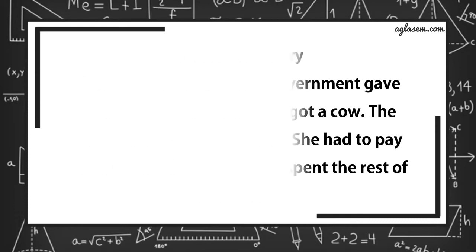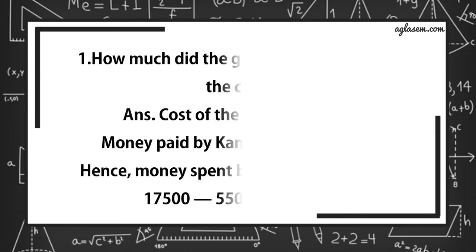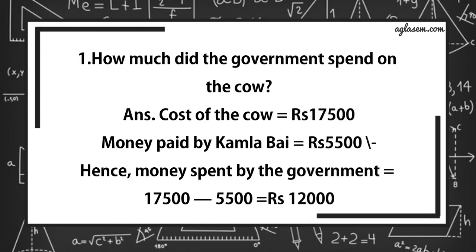So question number 1 says, how much did the government spend on the cow? Answer is, cost of the cow, that is rupees 17,500, and money paid by Kamla Bai is rupees 5,500. Hence, money spent by the government is rupees 17,500 minus rupees 5,500, that will give you rupees 12,000.